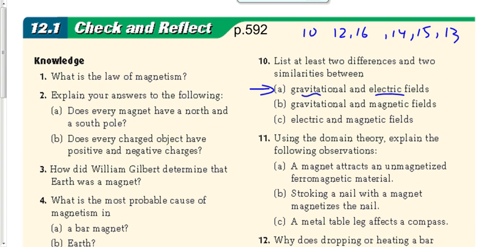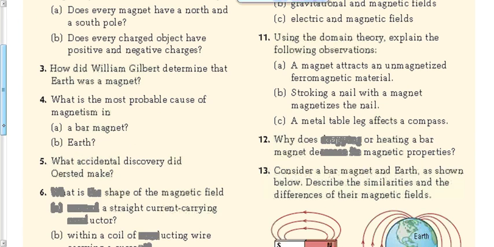The next question was number 12. Why does dropping or heating a bar magnet decrease its magnetic properties? Well, first of all, what gives a bar magnet its magnetic properties? Not on a molecular level, or even smaller than a molecular level. We're not talking about the spins of electrons stuff that I talked about a little bit. I mean, that's true. That's ultimately what does give the magnet its magnetic effect, but we don't want to look at it in that much detail. You don't need to know that much detail.